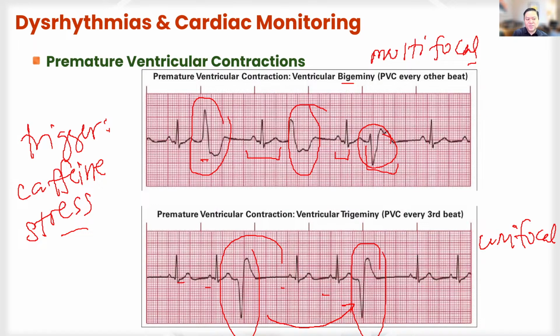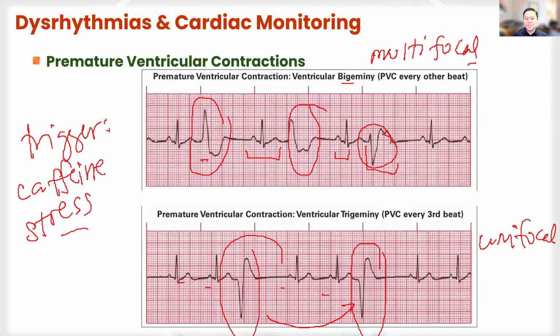All right, and so when we encounter a multifocal type of PVC, it means that they're arising from two or more ectopic foci. And they're going to be so different, with multiple QRS morphologies as well.